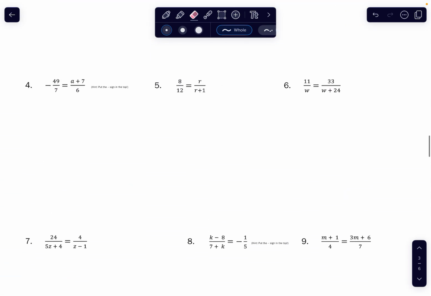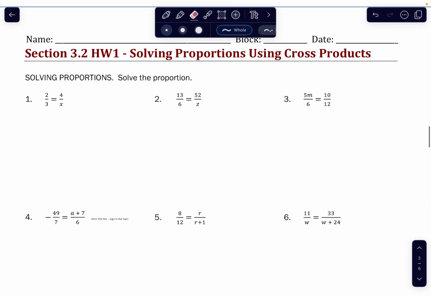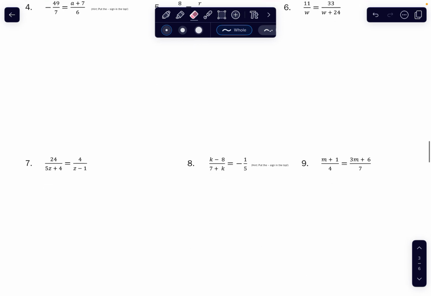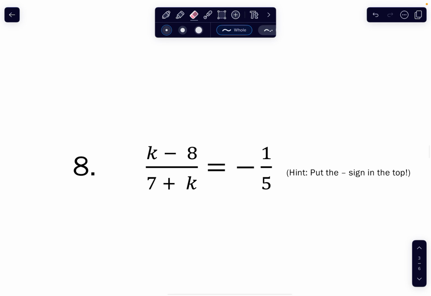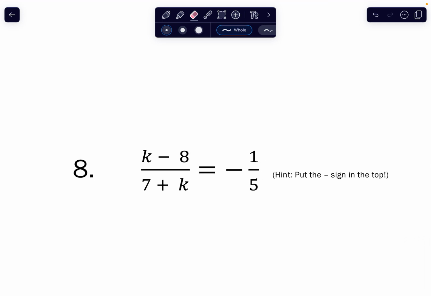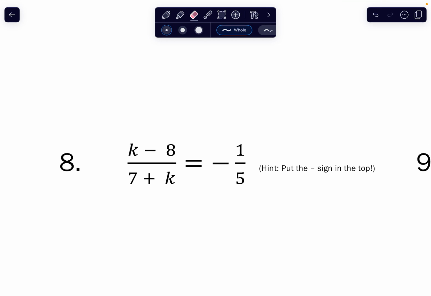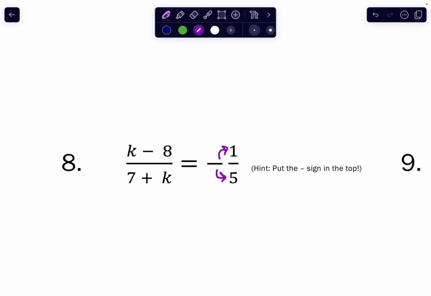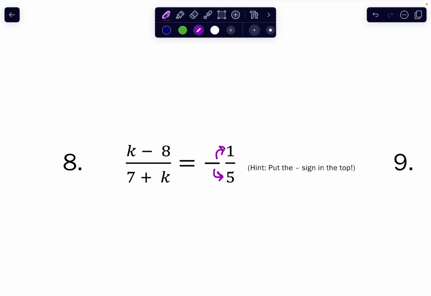Okay, so you got some proportions to solve, and this is the beauty of cross products. Just looking at number 8 real quick, it does not matter if you have a variable on the bottom, because when you use cross products, all the fractions go away. It's a beautiful thing. And then this one gives you a hint: put the minus sign on top. In this one, it really doesn't matter. If you put the minus sign with the 1, or if you put it with the 5, those are about the same difficulty, right? It's just a single number. So just put it with one of those, don't put it with both, and you'll be fine.